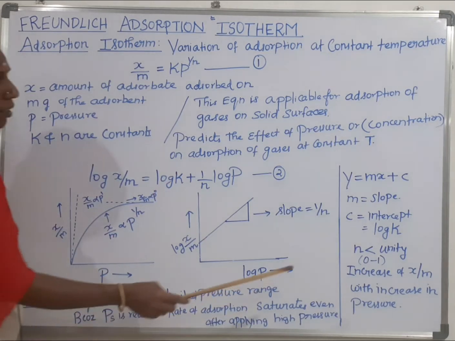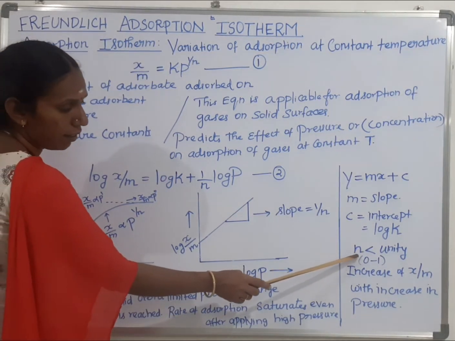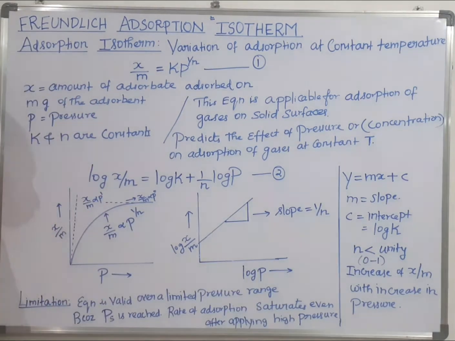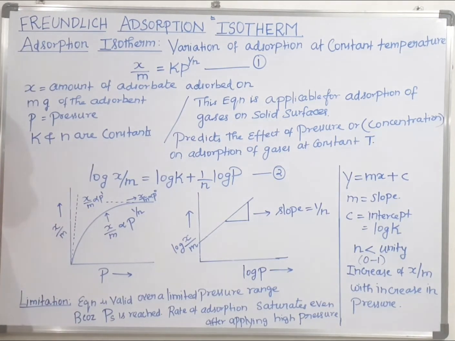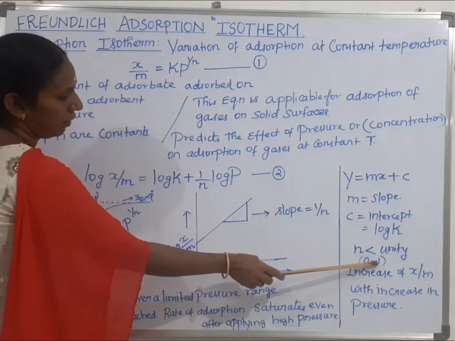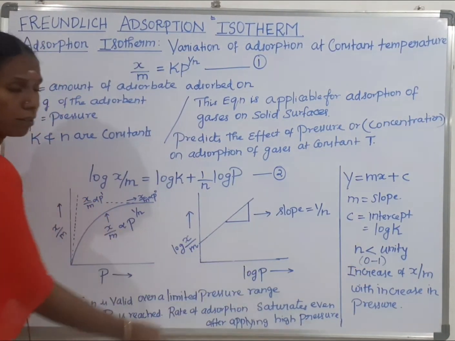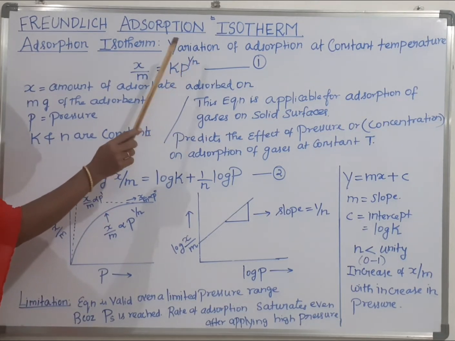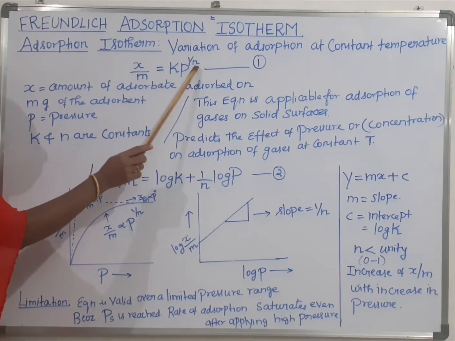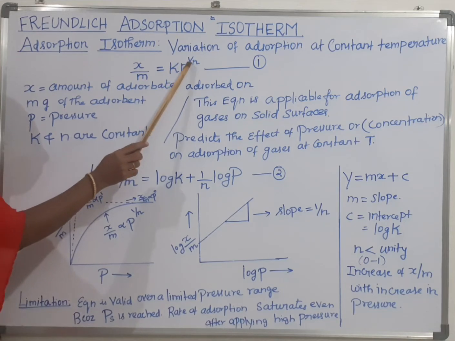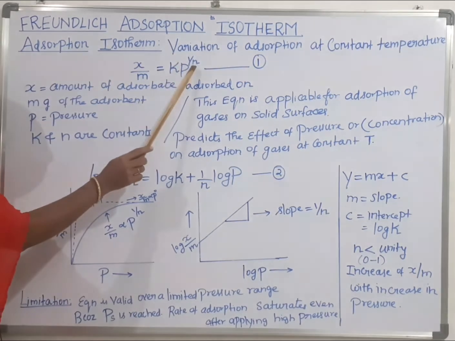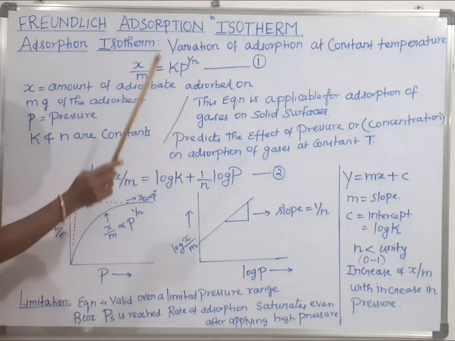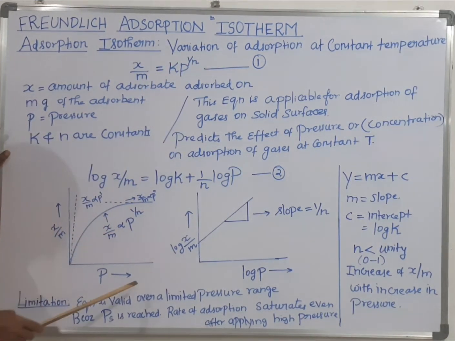And let us see the value of n, that is, n is always lesser than unity. Unity means equal to 1. So the value of n ranges from 0 to 1. So let us substitute this value of n in the first equation. Here 1 by n. So if n equal to 0, the power of p becomes 0. If n equal to 1, the power of p becomes 1. Okay. So let us see this graph.